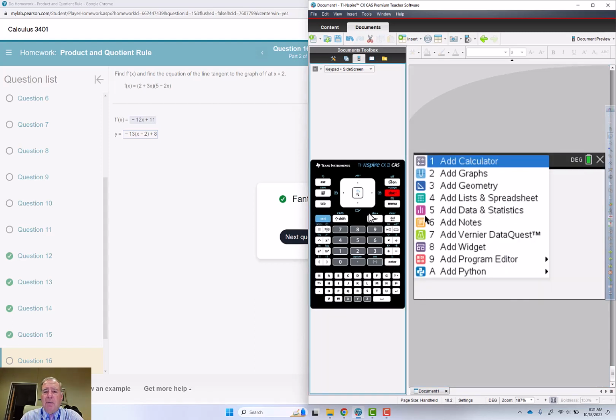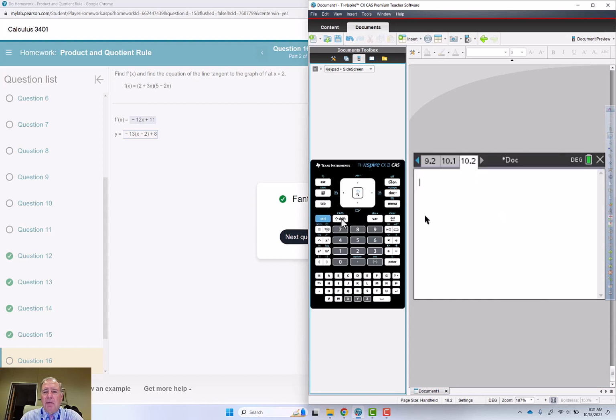Control dock for plus page, add a calculator page, shift minus to get a derivative. Our variable is x, tab to navigate through the template, f1 of x. So we get, they switched it around, but negative 12x plus 11. And then we need a point, so I'm going to evaluate the original function at x equals 2. So 2, 8 is our x1, y1.